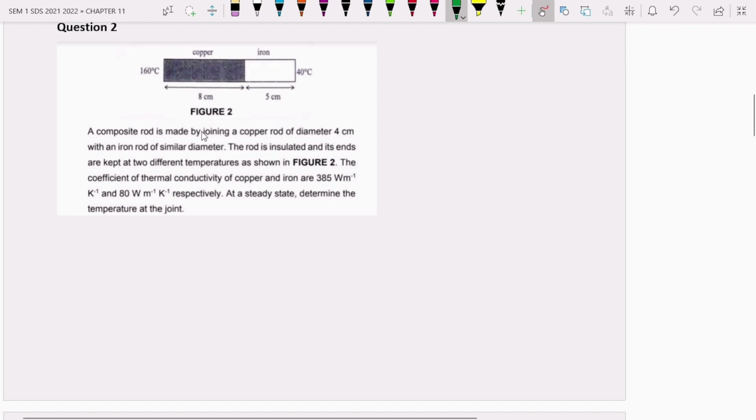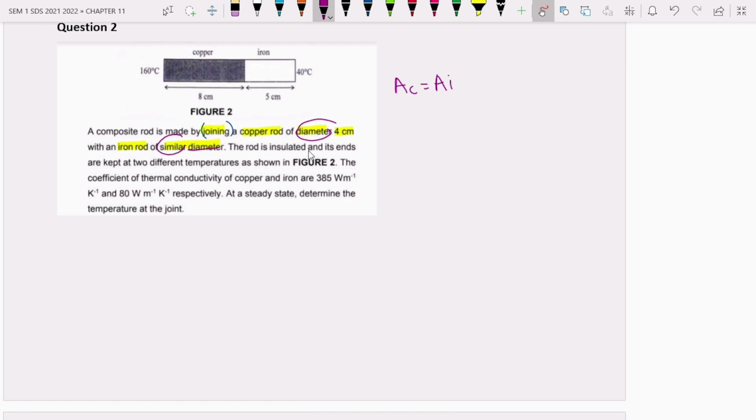A composite rod is made by joining a copper rod. Okay, joining. The keyword is joining. Joining copper rod of diameter 4 cm with an iron rod of similar diameter. Okay, one trick that I want to teach you: when you see the word diameter and it says similar, you must know the area is the same. So area of copper is equal to area of iron because of similar diameter.